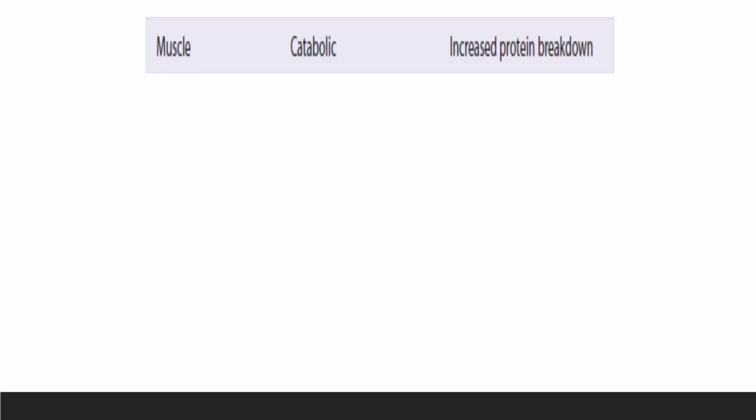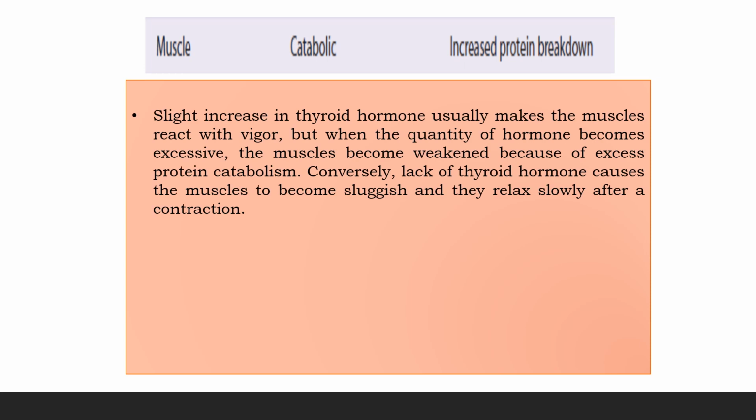Now come to the action on the muscles. So the action of thyroid hormone in the muscle, we know it is catabolic. It will increase the protein breakdown. It is seen that slight increase in thyroid hormone usually makes the muscles react with vigor. But one point is important. Both in hyper and hypothyroidism, the muscle weakness will be seen. So it is seen that when the thyroid concentration is very increased, becomes excessive, the muscle becomes weakened because of excess protein catabolism. Conversely, lack of thyroid hormone causes muscles to become sluggish. They relax slowly after a contraction.